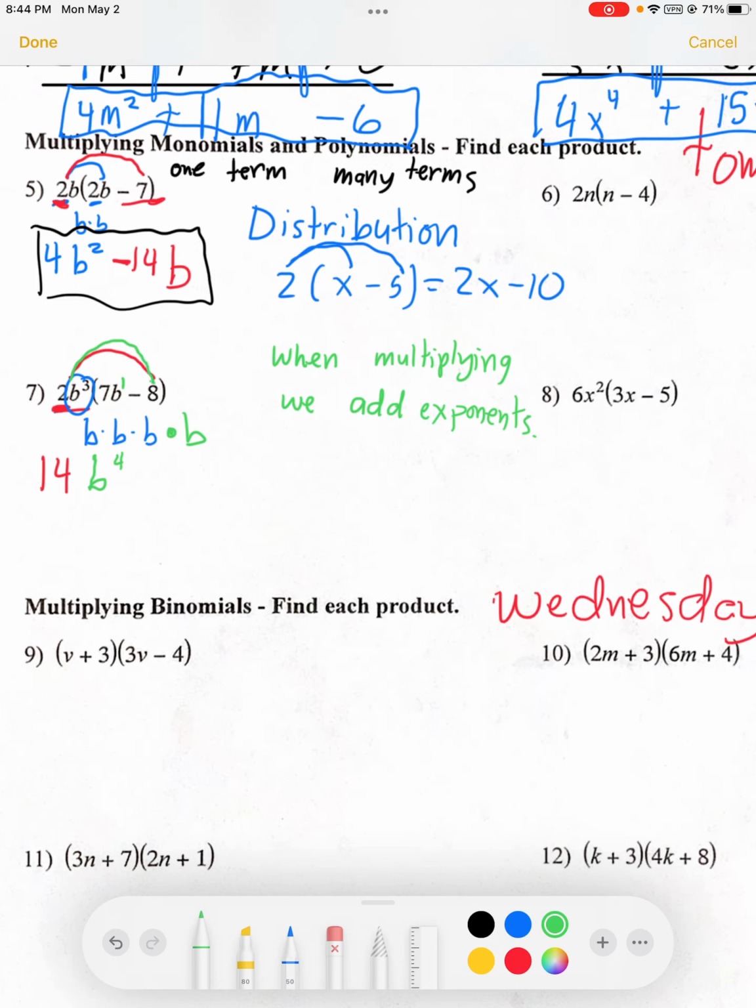We have to multiply the 2b cubed to the 8 as well. So that will become minus 16, 2 times 8 is 16, b cubed, giving us our full answer of 14b to the 4th minus 16b cubed.